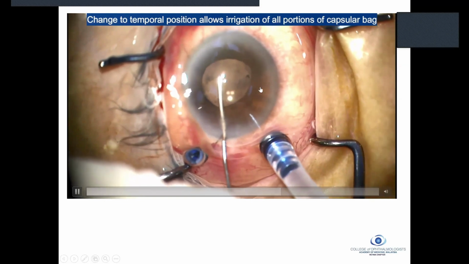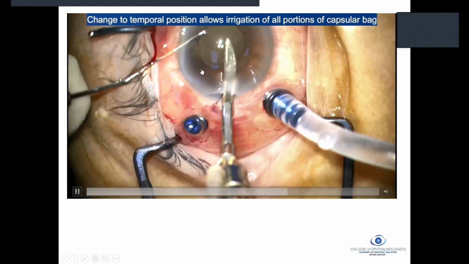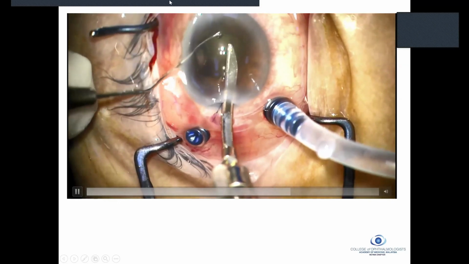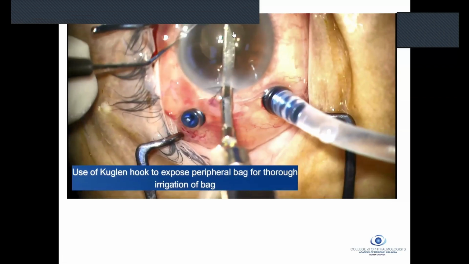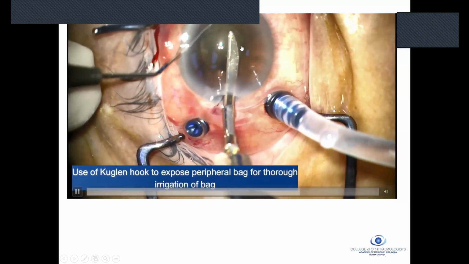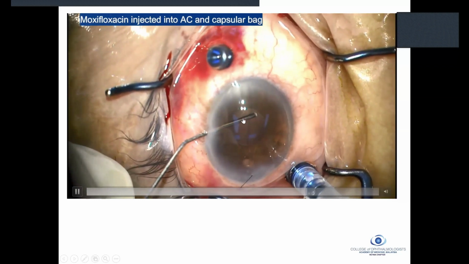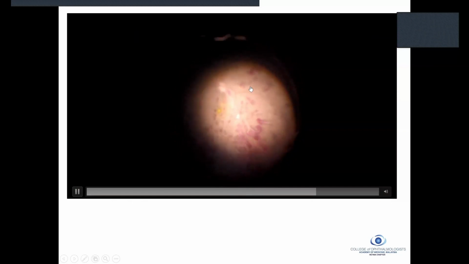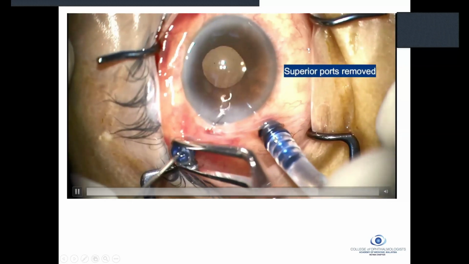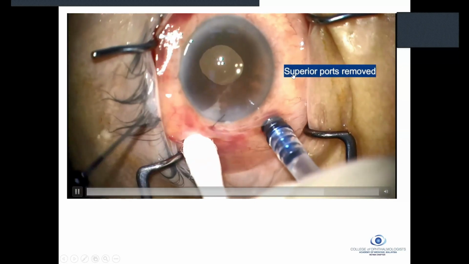This is just more fancy because the original surgery was temporal, so I felt it was more ergonomic to allow me to clean up the capsular bag, and I actually did this by using my Colibri hook to push back the peripheral iris and to actually irrigate the bag as much as I could. I did not want to remove the lens because I wanted to give her a chance that this could be her last surgery necessary.